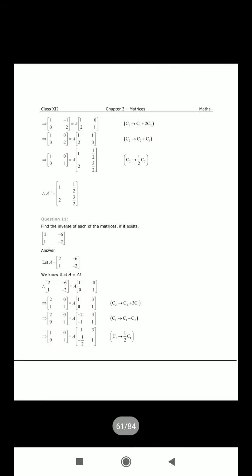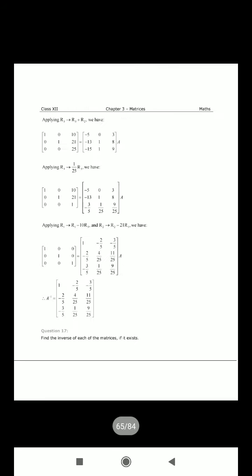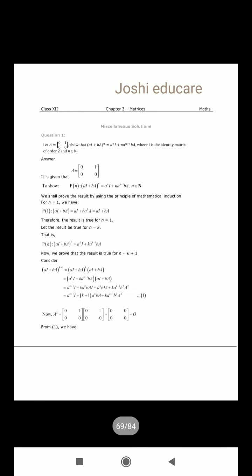Exercise 4 is about elementary transformations, that we'll do separately. Now we'll start with the miscellaneous exercise. Elementary transformation of inverse, I will explain it with the exercise of chapter number 4, where we'll discuss the inverse of a matrix.